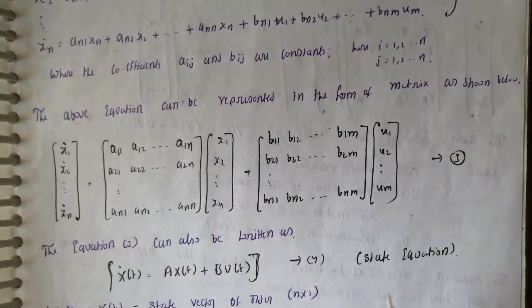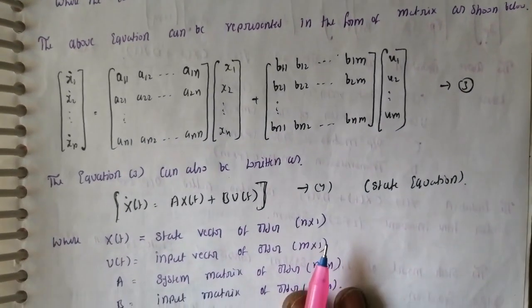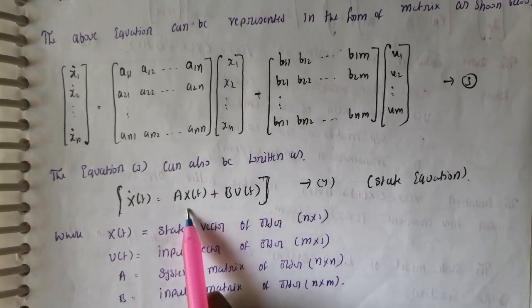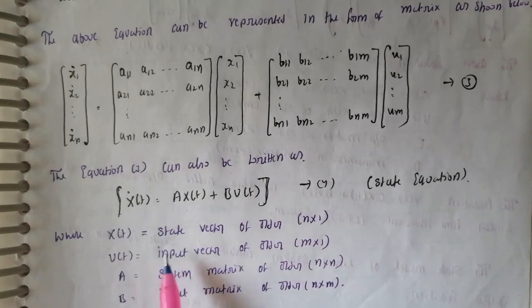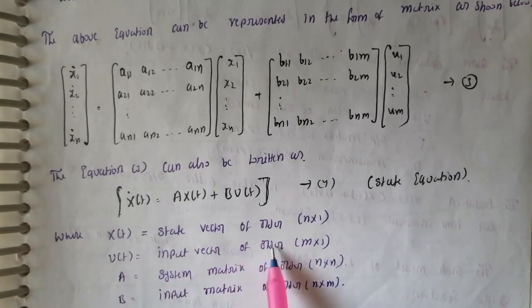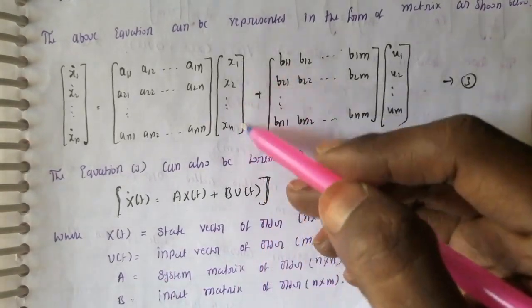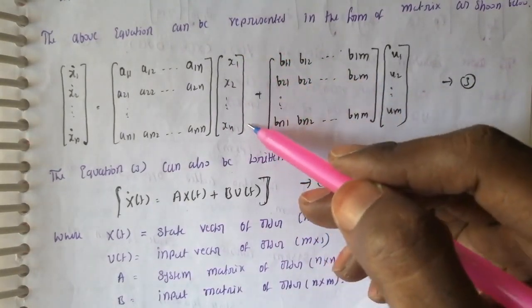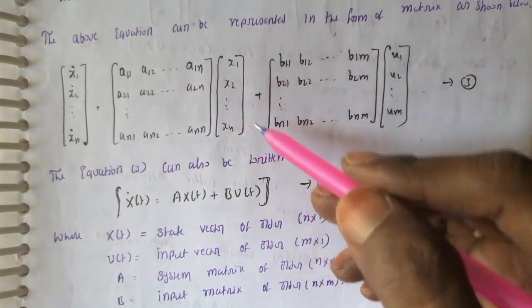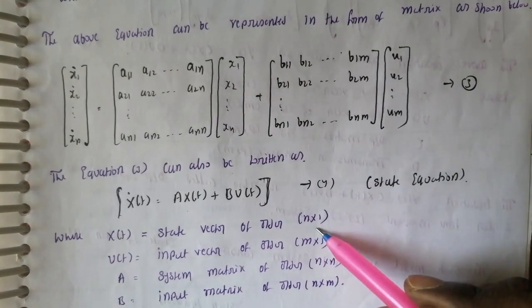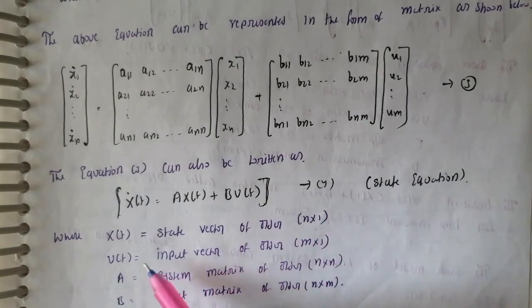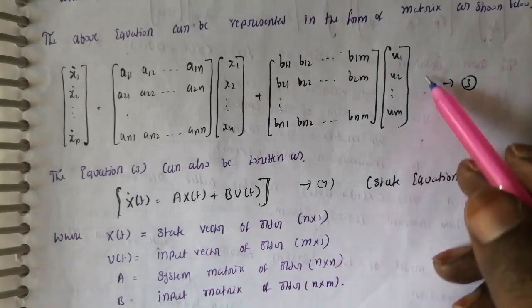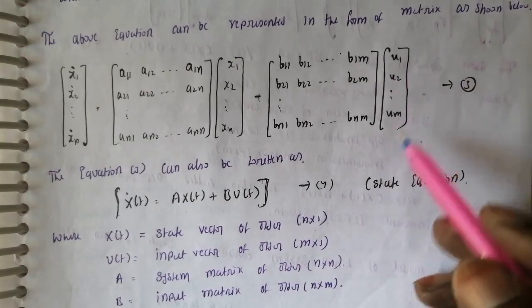Now let me see what the matrices involved here are and what their names are. Here x of t is a state vector of order n by 1, and u of t is an input vector of order m by 1. So this is the state vector, right? It has n rows and one column, so it is denoted by n by 1. Here n represents the number of rows and 1 represents the number of columns. And u of t is the input vector of order m by 1. So it has m rows and a single column. So it is m by 1.